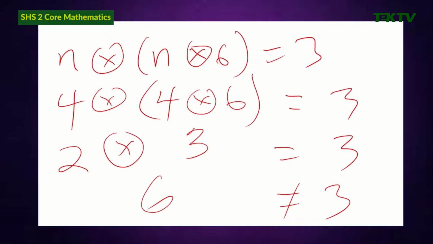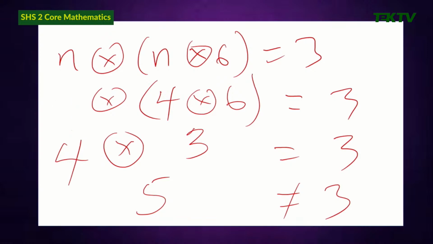The third line. So now, 4 times 6 will give us 3 from the table. And now 4 times 3 from the table will give us 5. And 5 is not equal to 3. So it means 4 that we tested with is not an answer. We move to the last element, which is 5.